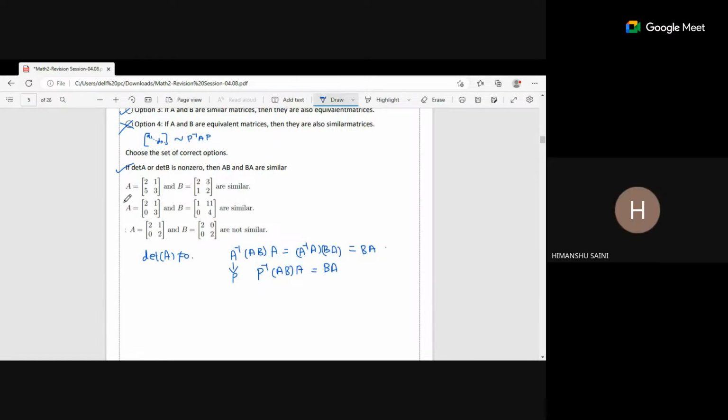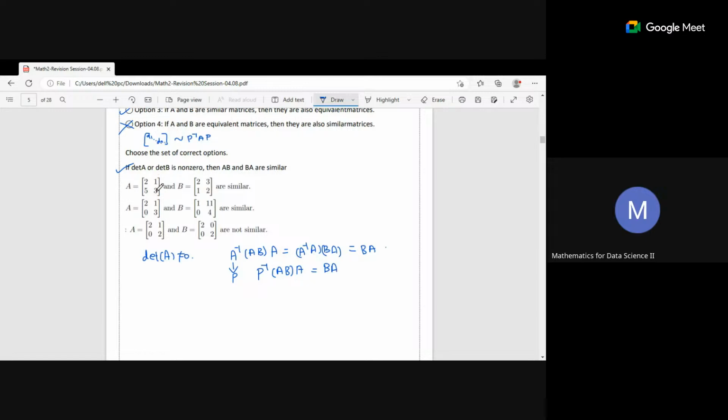Are they not supposed to have the non-zero determinant of both the matrices? No, not necessary. See here, I have used only one condition. I did not use that the determinant of B is 0. I did not use that. Okay, just one of them is enough.